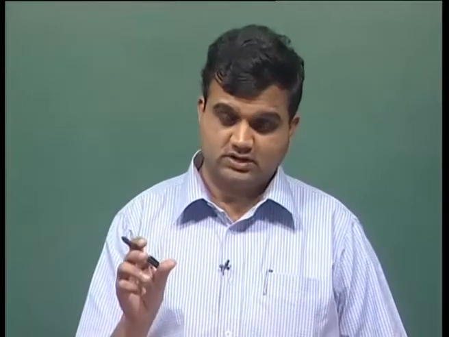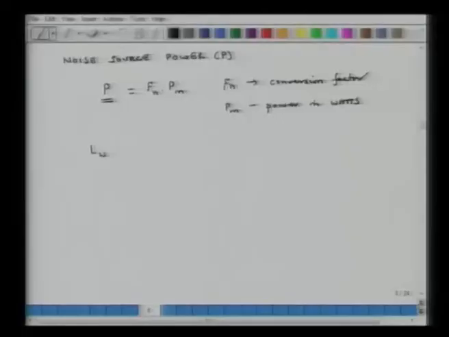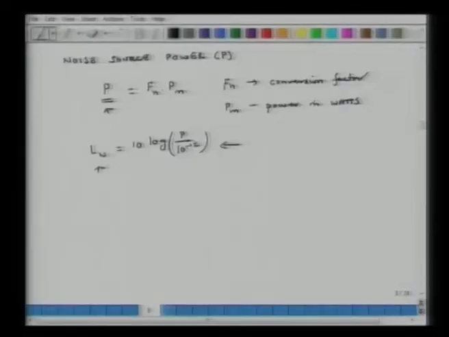So once you have this, then what you can do is compute this parameter called LW. It is the source's acoustic strength, and that is basically 10 log of P over reference power, which is 10 to the power of minus 12, the reference being 1 picowatt. Now this is again a very coarse approach. In several machines, the manufacturer will himself provide you this value of P or the value of LW. So in that case, you do not have to resort to this coarse approach.